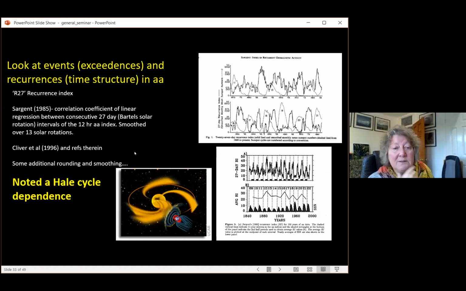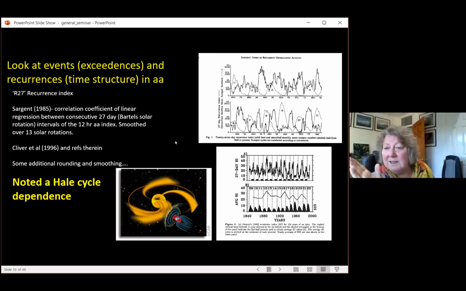Okay, so the final thing is this. We've talked about amplitude, exceedances in AA. There's also time structure in AA, because you get the kind of garden sprinkler effect, you get high-speed streams. If you've got a big group of spots on the sun, they'll go around a couple of times and you'll see something recur on the solar rotation period. And this is well known. This is a paper, Sargent, 1985.